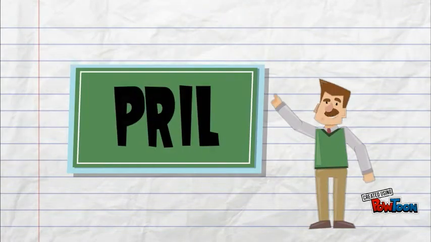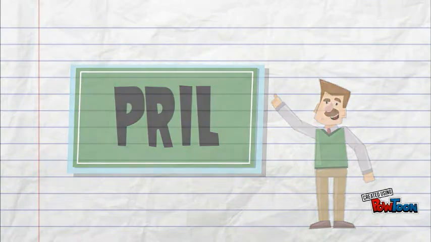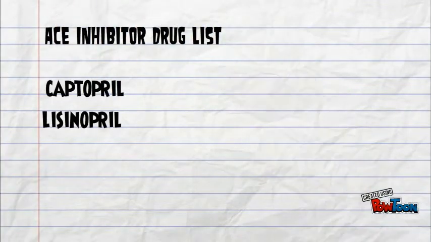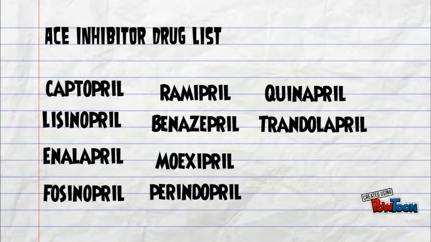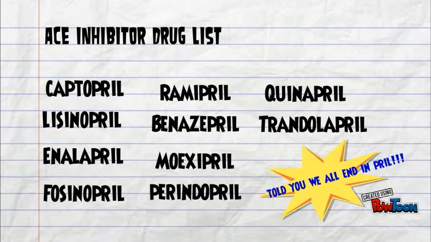So what makes ACE inhibitors so special? All ACE inhibitor drugs end in pril. Captopril, lisinopril, enalapril, and fosinopril are just a few examples of these ACE inhibitor drugs that end in pril.